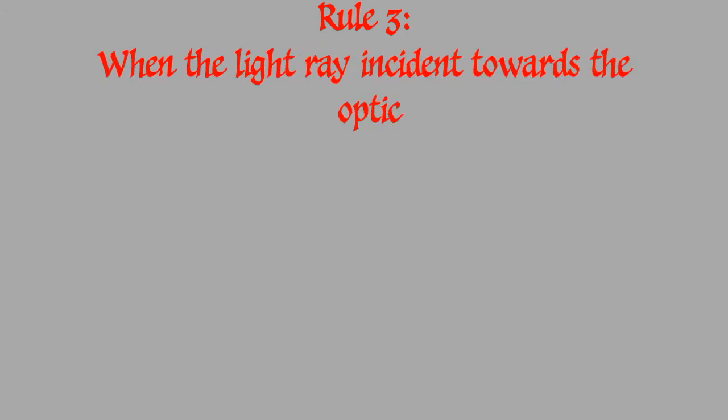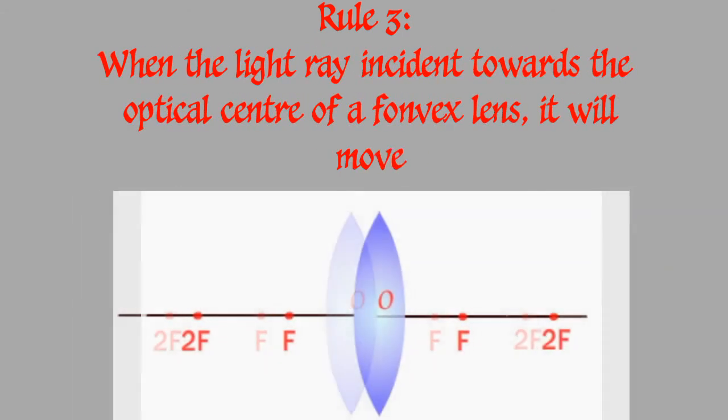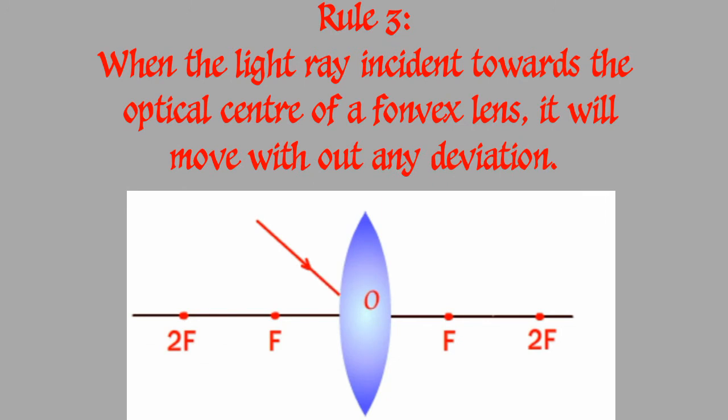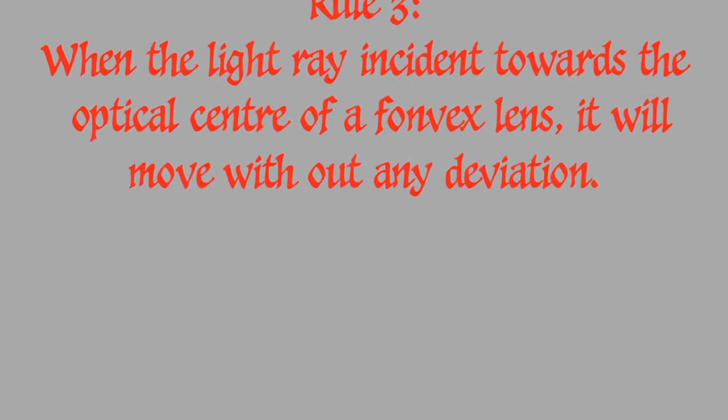And the third condition for a convex lens is, what happens if a light ray is incident through the optic center, or if the light ray is directed towards the optic center of a convex lens? If the light ray is directed towards the optic center, that light ray moves without any deviation. There is no refraction or path change. That light ray moves without any deviation.